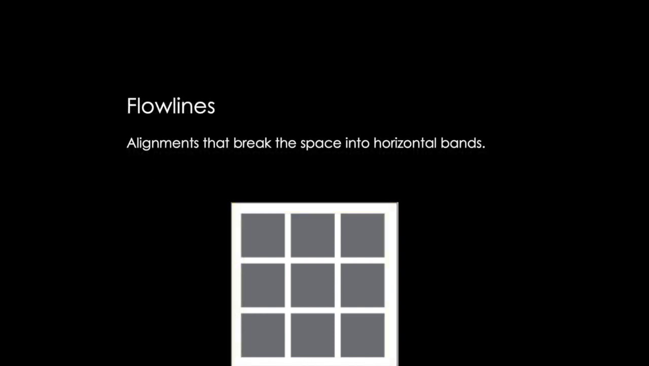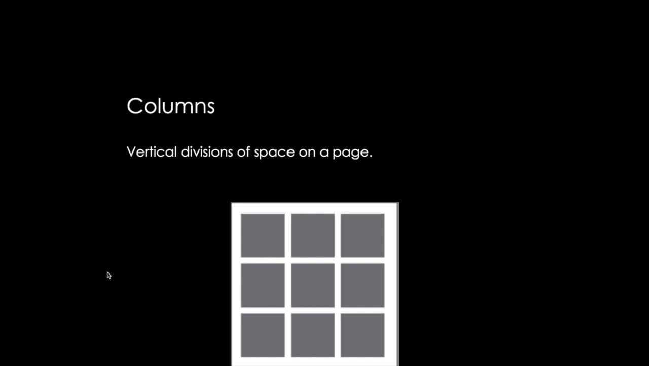All right, next we've got flow lines, okay? Flow lines are going to break the space into horizontal bands. That's how we see things flowing from one space to another. It's those lines that go across and make things look aligned together. Next, we've got columns, right? These are just vertical divisions of space like that. This is just a 3-column grid here. We've got rows, which breaks it up the other way, going horizontally.